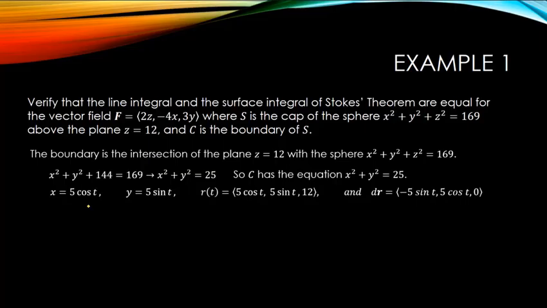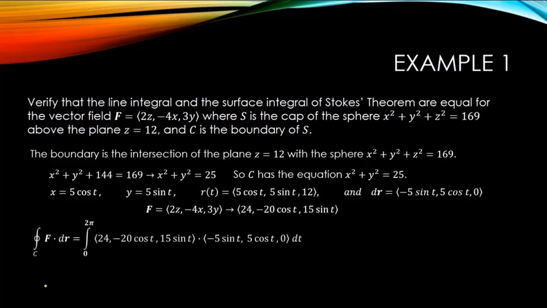x is equal to 5 cosine t, y is equal to 5 sine t, so that r of t is equal to the vector with components 5 cosine t, 5 sine t, and 12. And dr is equal to the vector with components negative 5 sine t, 5 cosine t, and 0. This tells me that my vector field F, given by the vector with components 2z, negative 4x, and 3y, becomes the vector with components 24, negative 20 cosine t, and 15 sine t.